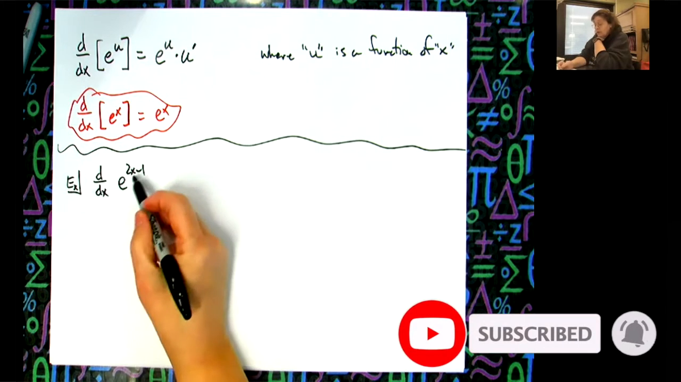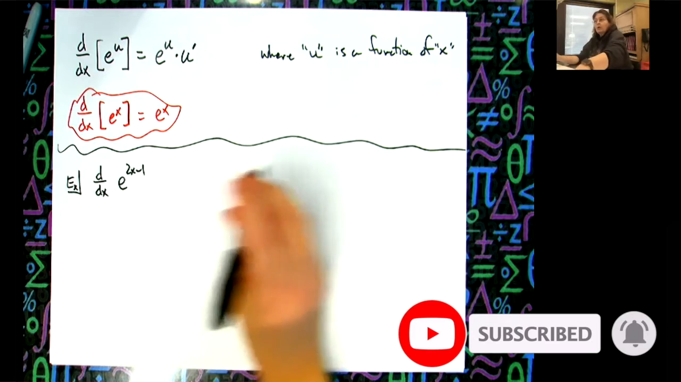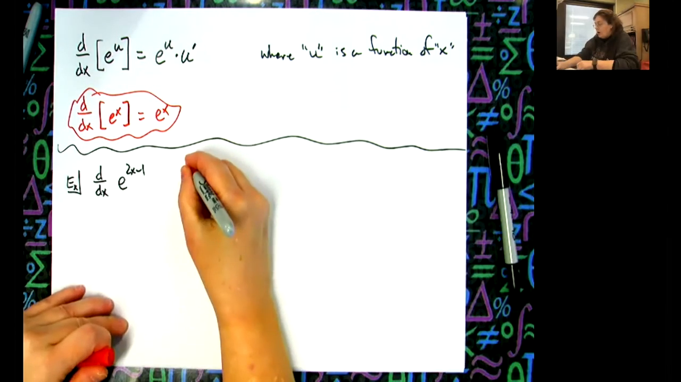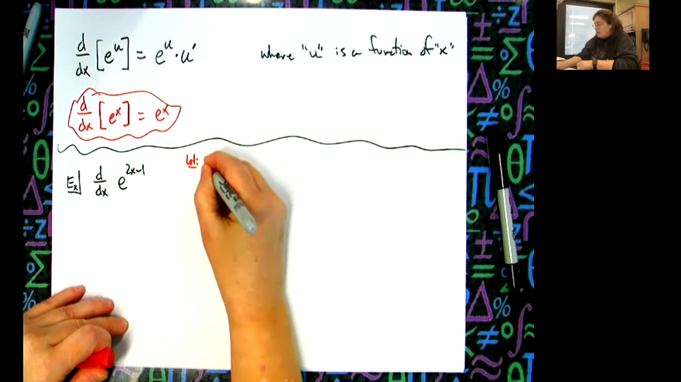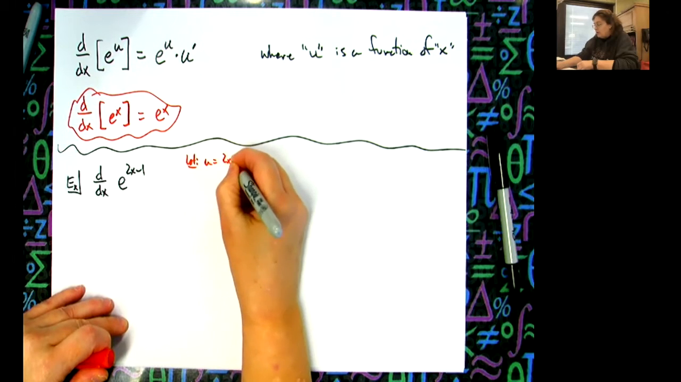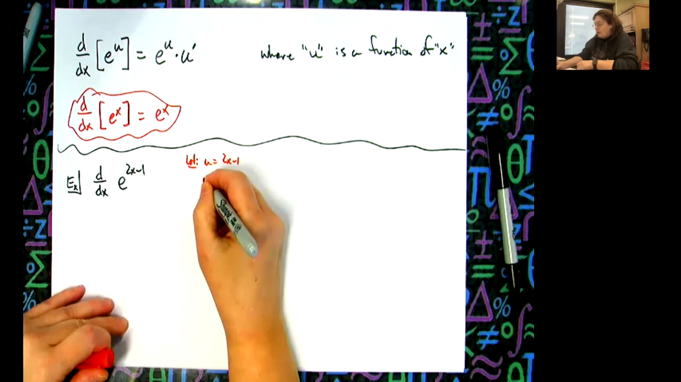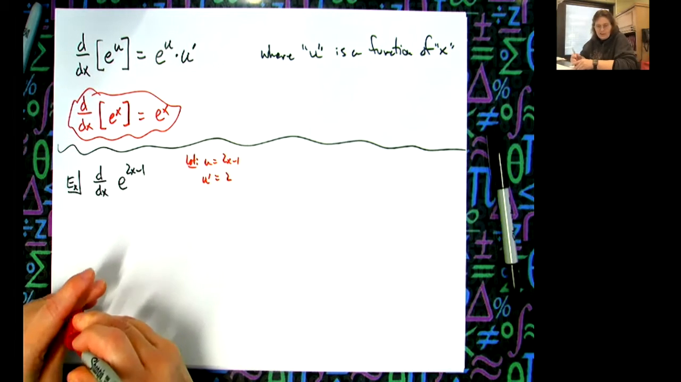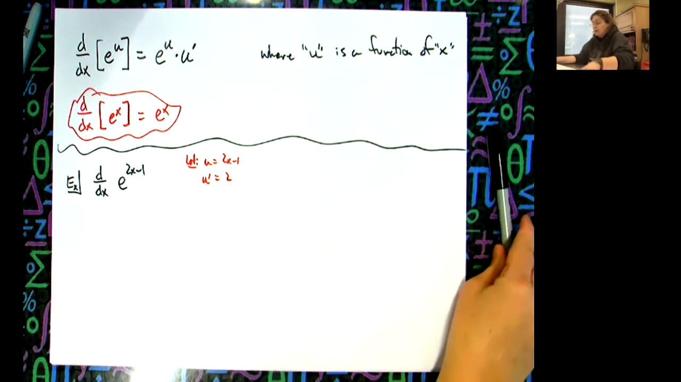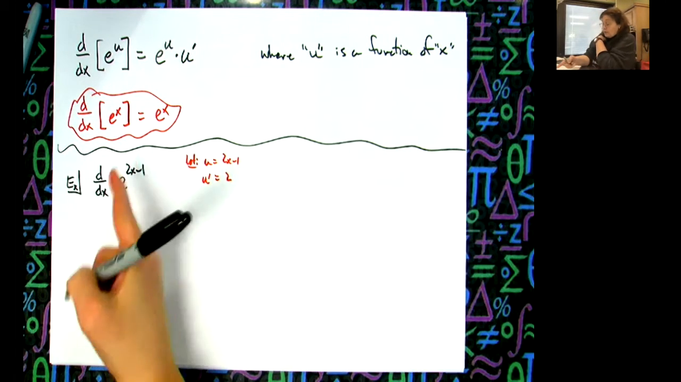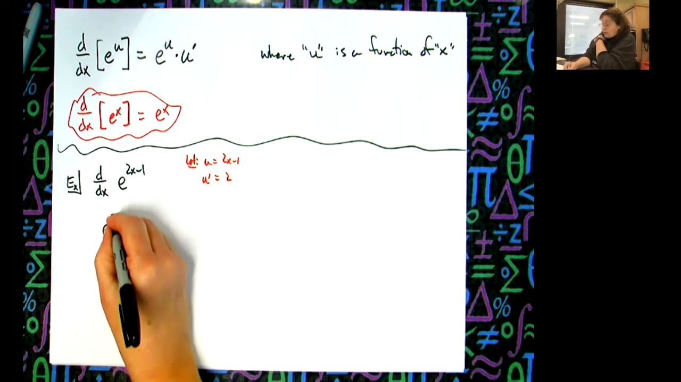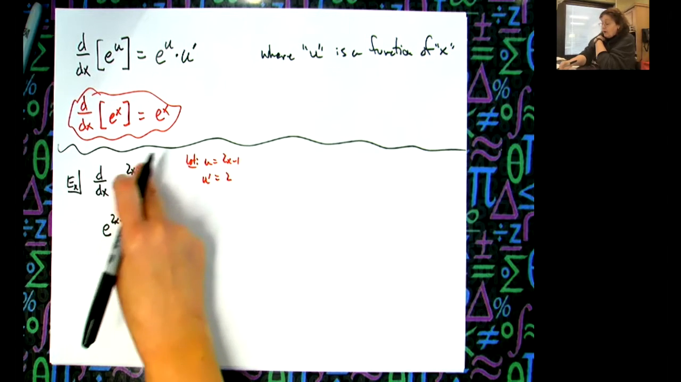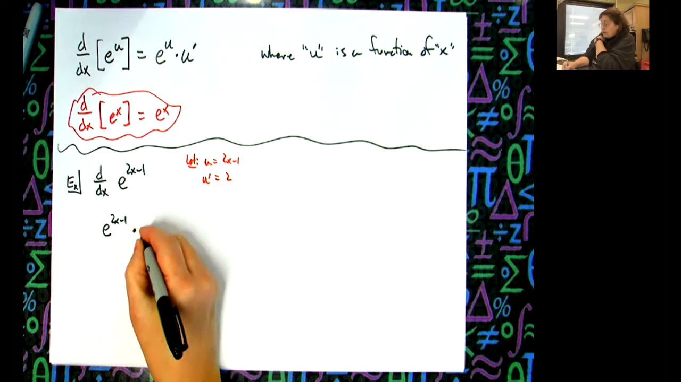Now this is a composite function. Like I said, you can use a u substitution, but I'm hoping you can do this in your head. If I were to let u be that 2x minus 1, my u prime would just be a 2. But since that derivative is that easy, I'm hoping you can do this in your head. So the derivative here is going to be e to the u, so e to the 2x minus 1, and then times the derivative of that exponent, which we said is a 2.